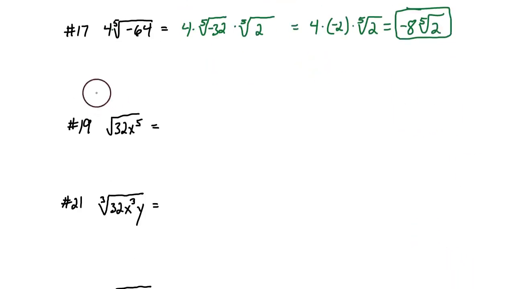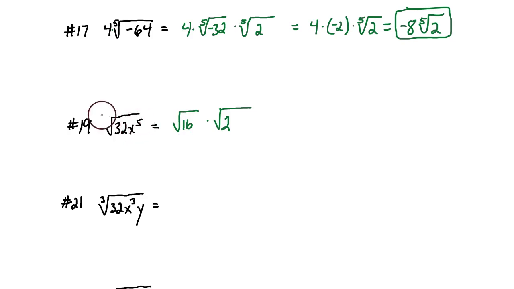Number 19, let's find the square root of 32x to the fifth power. First of all, is the square root of 32 an integer? No, it's not. So we need to try factoring. That means split it up into pieces. Let's go with 16 times 2. The reason I chose that is 16 is a number that you can take the square root of and get an integer. Now let's look at the variable.